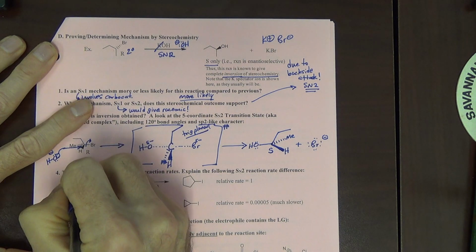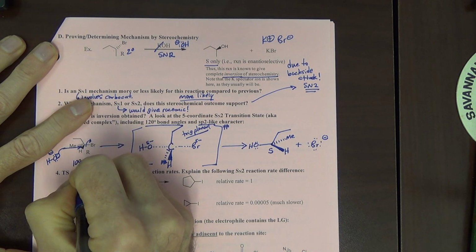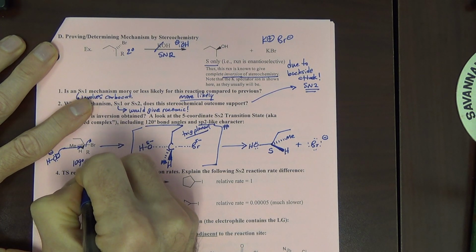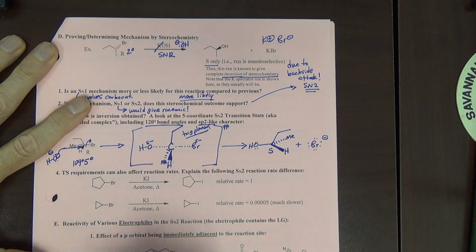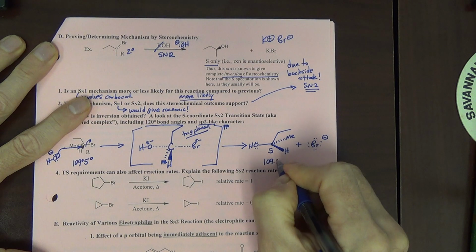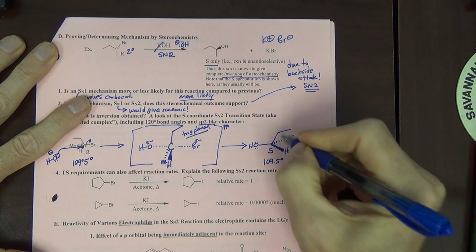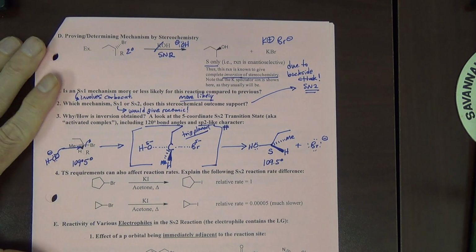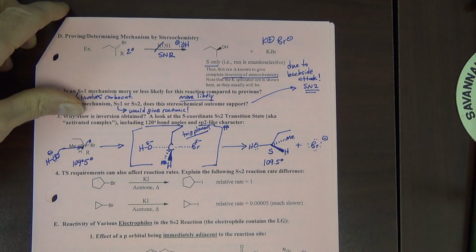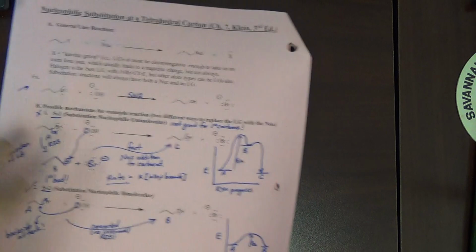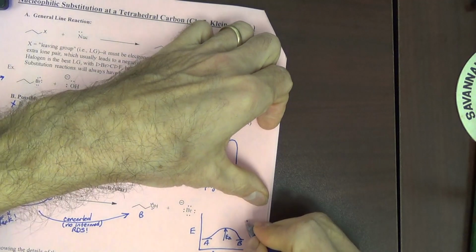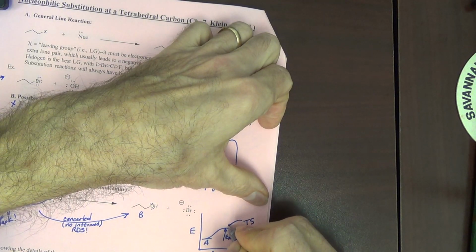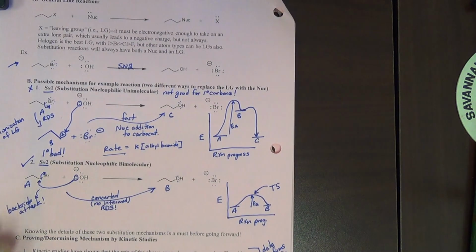Where over here, 109.5 degrees. And over here, 109.5 degrees. You know, but like between the methyl and the H. All right, back over here. This was just the transition state there.